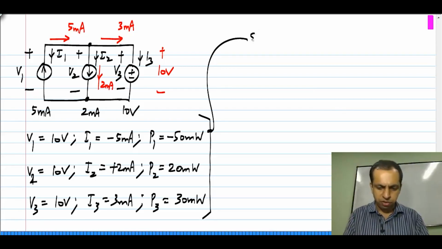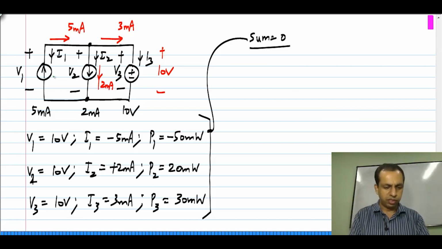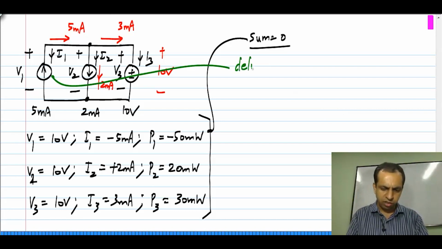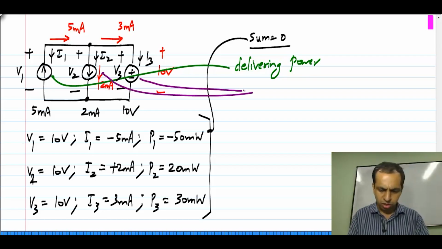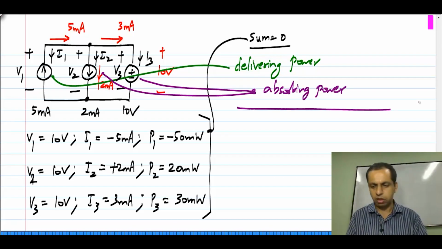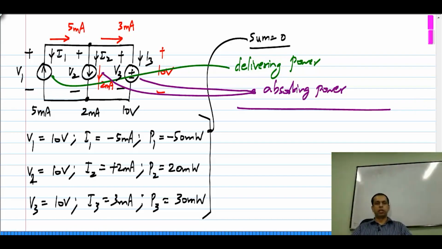And again, as before, the sum equals 0, but for us now we see that this is delivering power and these two are absorbing power. Just like a voltage source, a current source can absorb or deliver power. And in this example, we have three independent sources. One of them happens to be delivering power and the other two happen to be absorbing power.